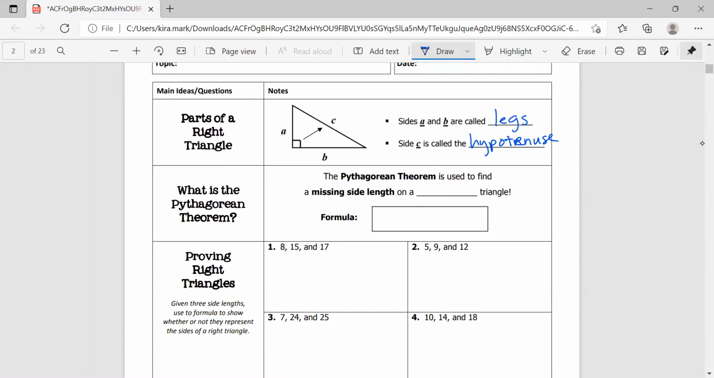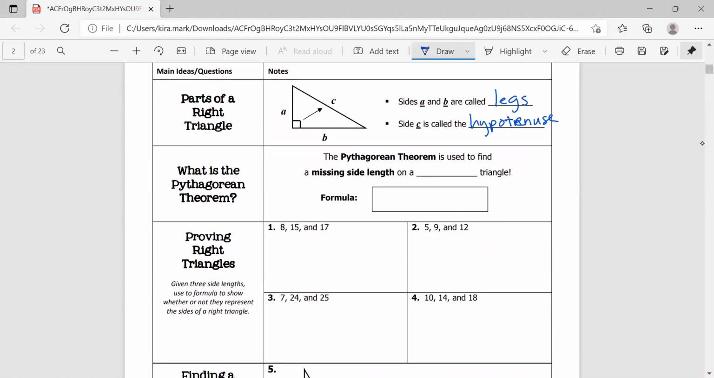Okay, the Pythagorean theorem is used to find the missing side on a right triangle, only right. And the formula is a squared plus b squared equals c squared. We can also know it as the reverse, which is c squared is equal to a squared plus b squared. And that's going to come up when we talk about the converse of it.